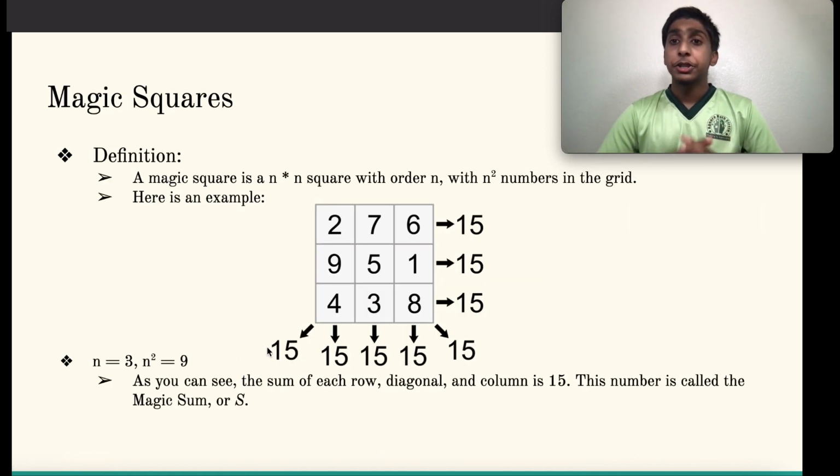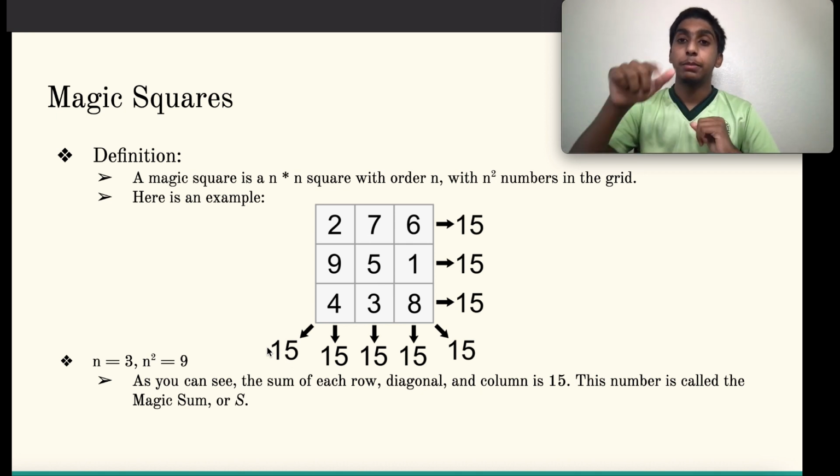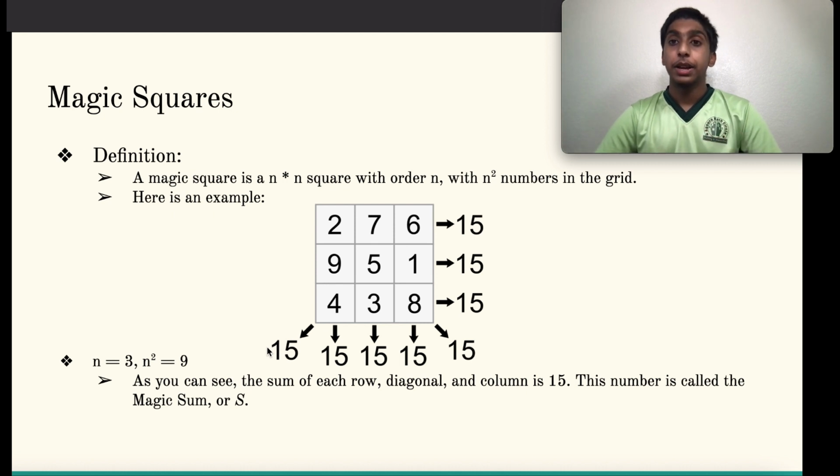So let's start out with magic squares, our first actual topic for this session. By definition, a magic square is a square, n times n. That just means there are n rows and n columns, where n is the same number, with order n, and n squared numbers on the grid. So let's just say that n is equal to 3. Then you have 3 rows, 3 columns, and 9 numbers in the grid. The example there also has 3 rows, 3 columns, and 9 numbers in the grid.